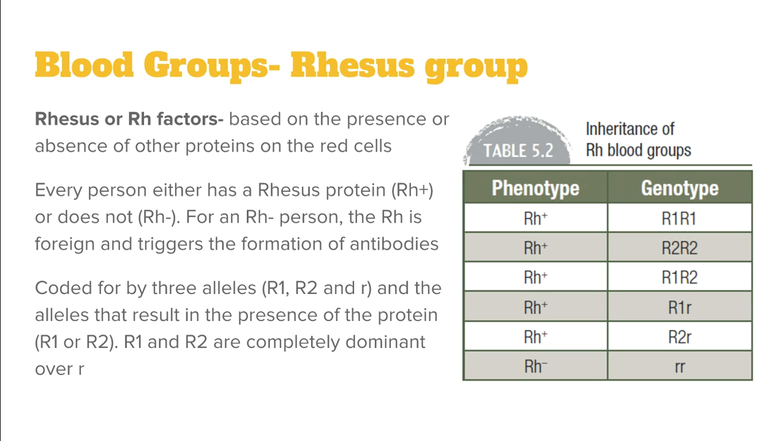It is coded for by 3 alleles. So we've got R1, R2, and then the lowercase r. And these alleles result in the presence of the protein, and the presence of R1 and R2 are dominant over lowercase r. So we can see here for a person to be rhesus positive, they can be homozygous for R1 or R2, or they can have R1 and R2, or we can see here R1 and the lowercase r, and we can see here that the only way a person can be rhesus negative is by having 2 of the lowercase r's.